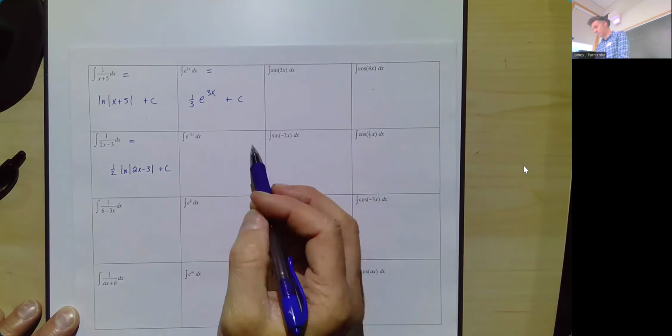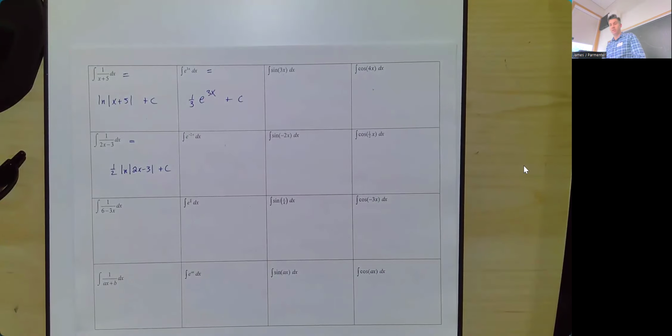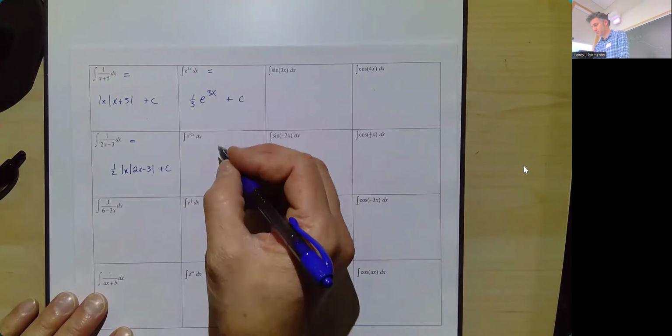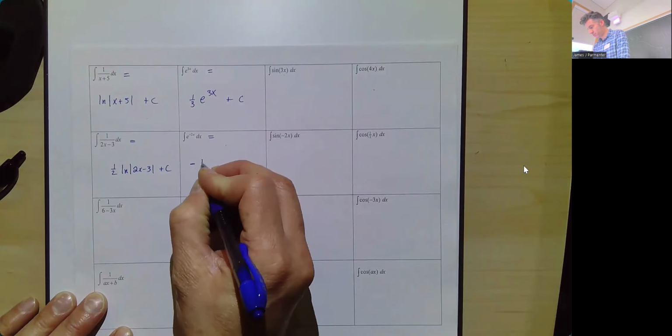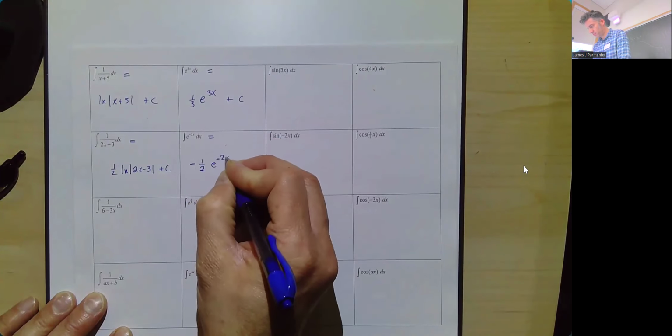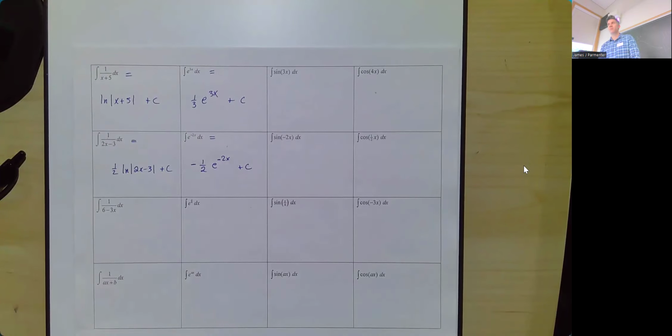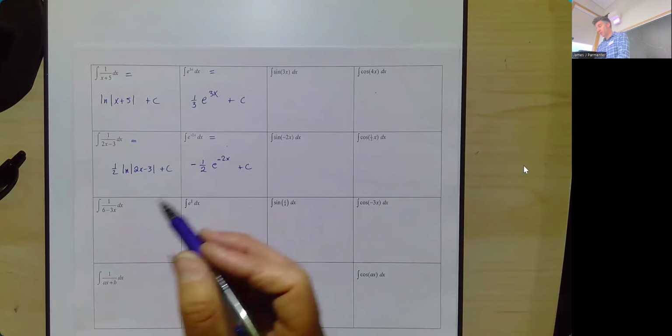Why don't you all fill in the next box here? The integral of e to the negative 2x. We could do a u substitution here, but I don't think we need to. So if the derivative would make us multiply by 3, the antiderivative makes us divide by 3. The derivative would make us multiply by negative 2. The antiderivative makes us divide by negative 2. Same thing is true here.